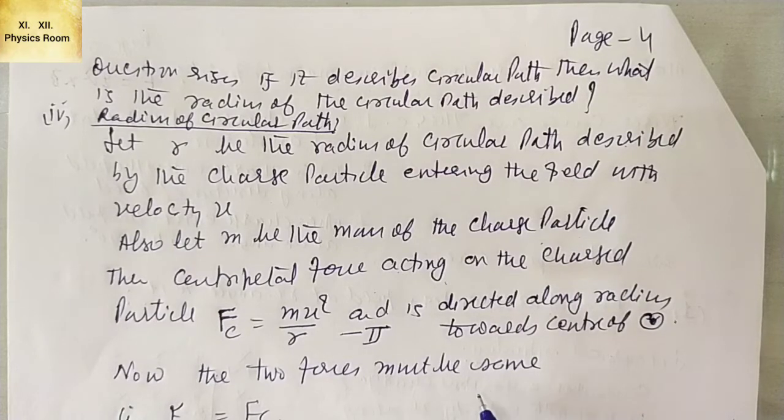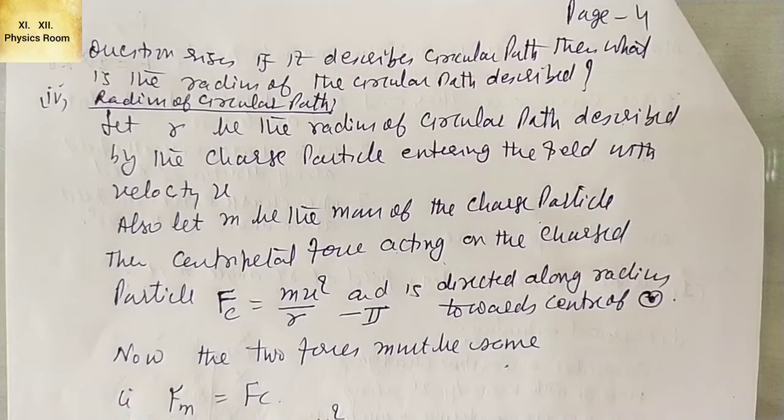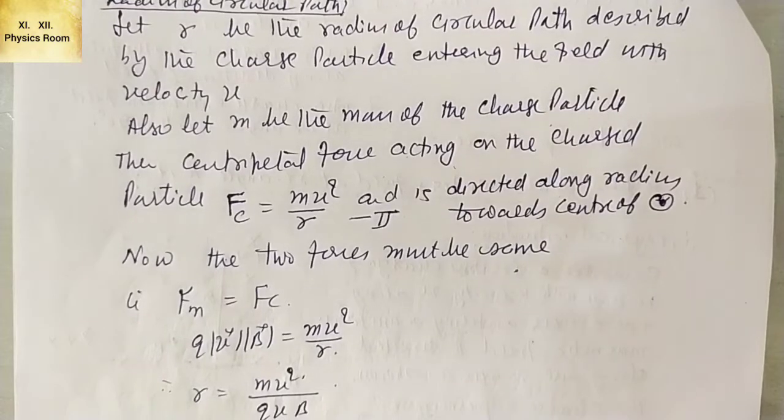Now the two forces must be the same. The force experienced due to the magnetic field and the centripetal force must be the same. That is, the magnetic force provides the necessary centripetal force. So therefore Fm is equal to Fc.